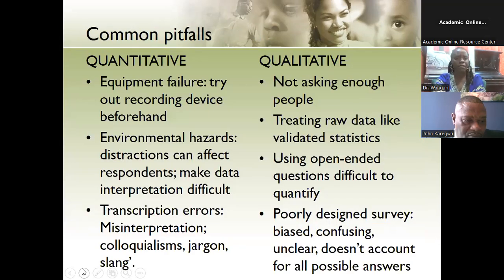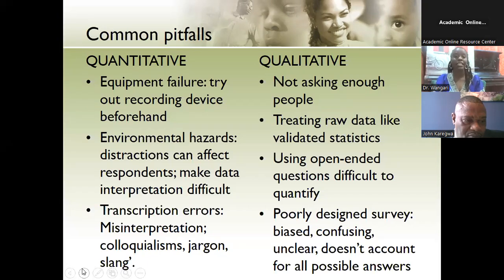And so just as I finish, some common pitfalls. You'll find that in quantitative methods, a lot of times you have to be very careful and check your equipment or recording device. It can fail. This could also happen in qualitative. I just put them like that, but it could happen either way. Then obviously environmental hazards, because if you're taking maybe a survey with a large number of respondents, and maybe you're in a humanitarian setting, maybe after an earthquake, all these distractions can affect the respondents and make data interpretation difficult. So you've got to think about that. And then when you're transcribing, for both quantitative and qualitative, this applies.